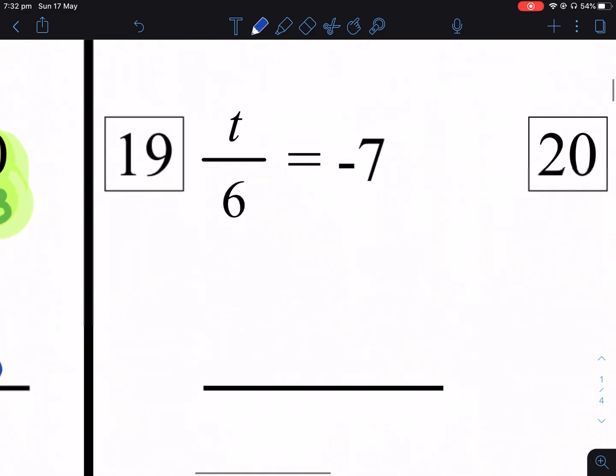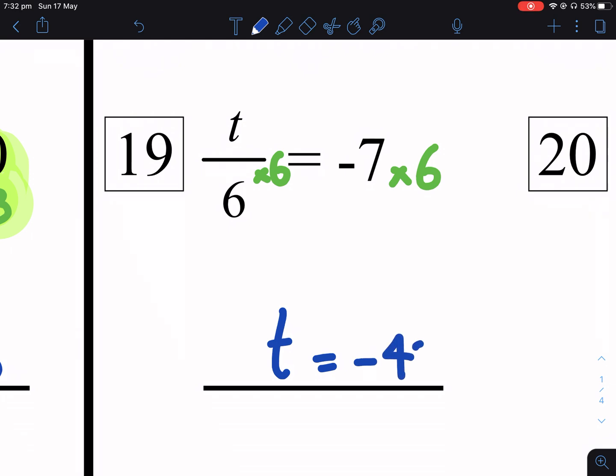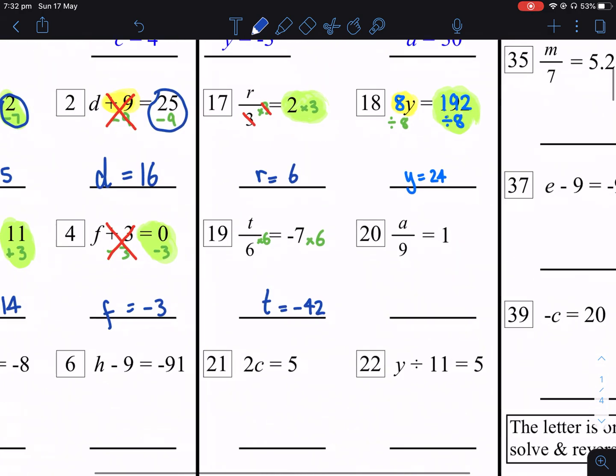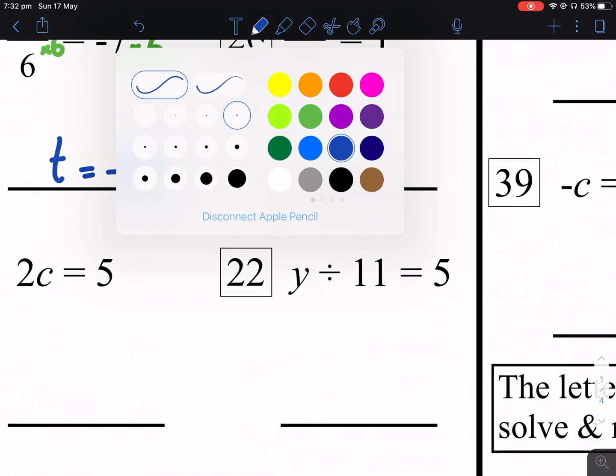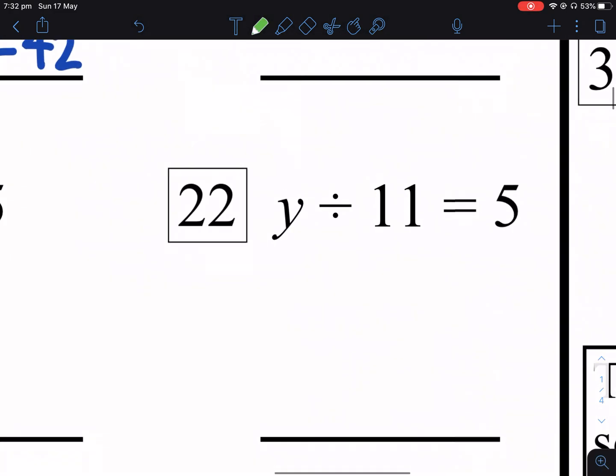So for example, this one, we would write times 6 times 6, and we would end up with t equals negative 7 times 6, negative 42. And if you're unsure about your positives and negatives, well, firstly, if it's a negative times a positive, it comes out as negative. Like if the signs are different, it comes out as negative. If the signs are the same, it's positive, but calculators are fine. And this one, it's not written as a fraction, it's written as a division, but that makes it easier because you remember the opposite of dividing is timesing.